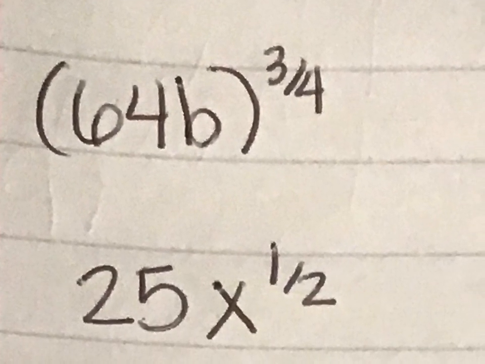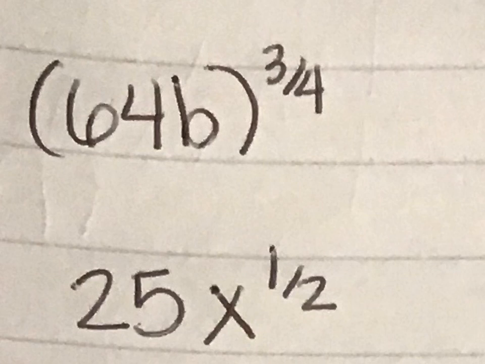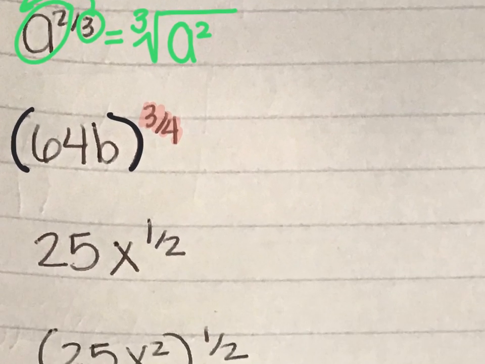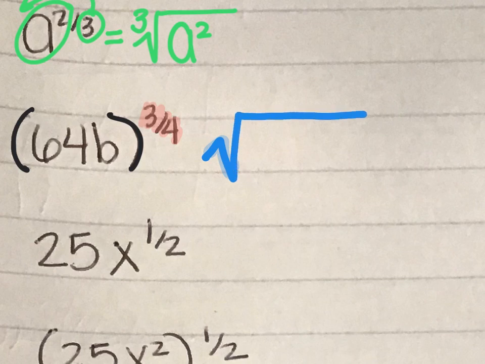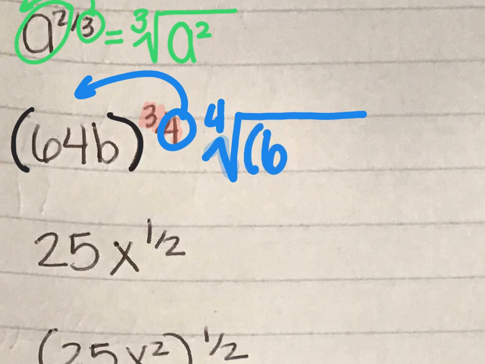Here we have 64b, all raised. This entire thing is being raised to the 3/4. So what we're going to do is draw our radical. The 4 will go to the outside, and on the inside we'll get 64b to the 3rd. Now I know that I can simplify this, so let's do a little bit of work.